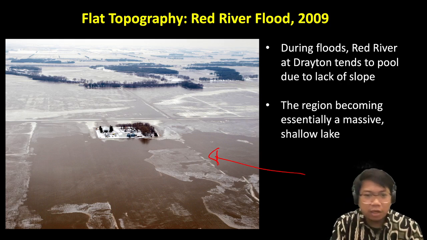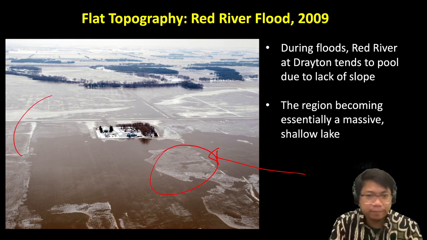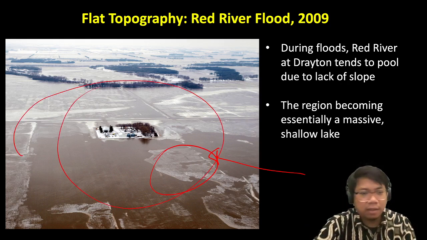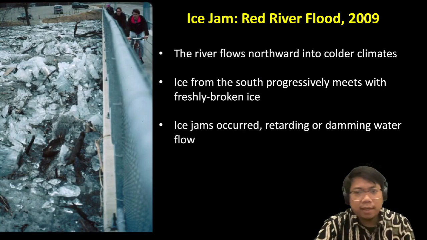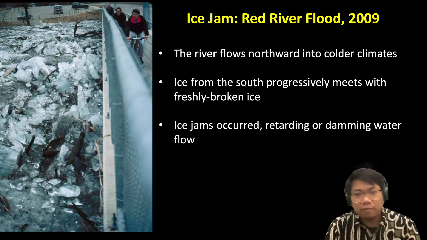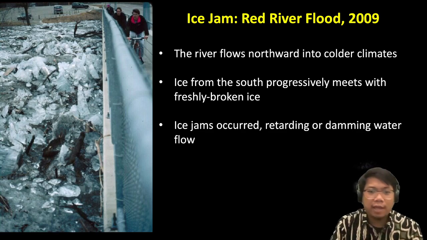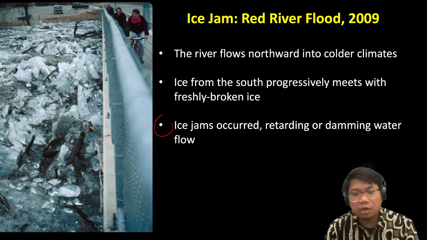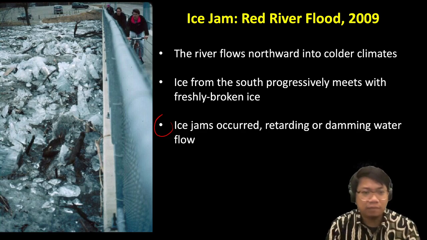As you can see here, the weather was still a bit cold, because in some parts of the flood the water actually got frozen. And then what made it worse is that the Red River system got plugged, because the river flows northward into colder climates, and the ice from the south progressively meets with the freshly broken ice in the north. So at the time, we had ice jams that occurred, retarding or damming the water flow in the Red River, and it made it even worse.